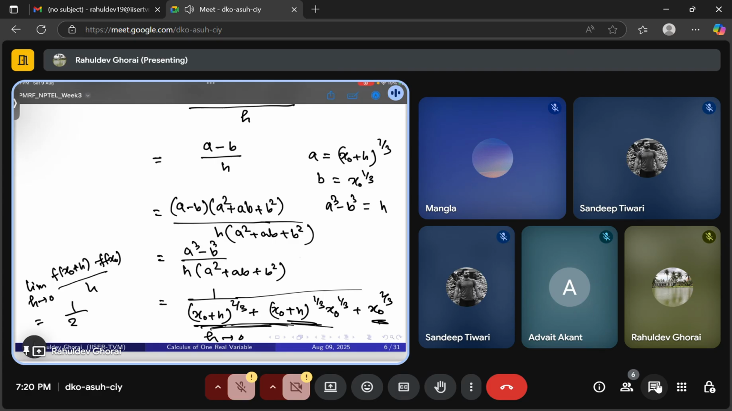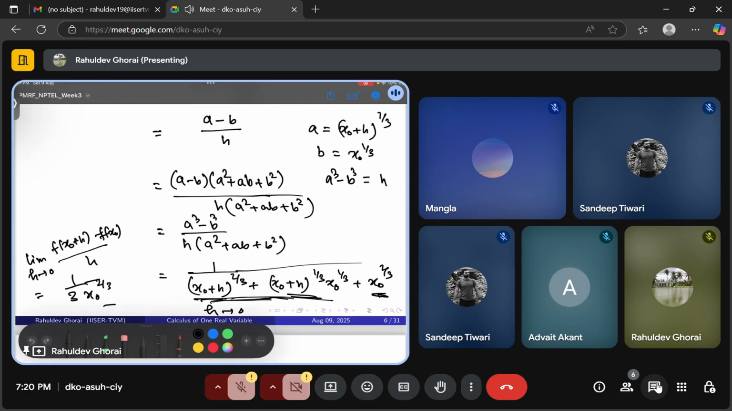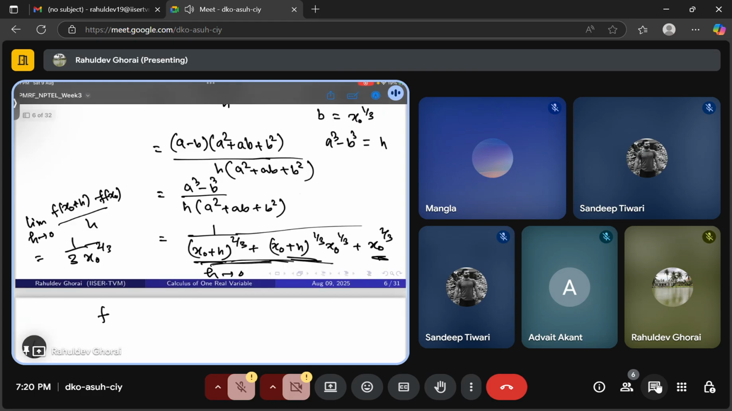So what you will get is 1 over 3 times x naught to the power 2 by 3, and that is your answer. That is not equal to 0, that is a finite number, right? Because x naught is not equal to 0. So the function f is differentiable at x equal to x naught, where x naught is not equal to 0, which means f is differentiable for all x naught not equal to 0.